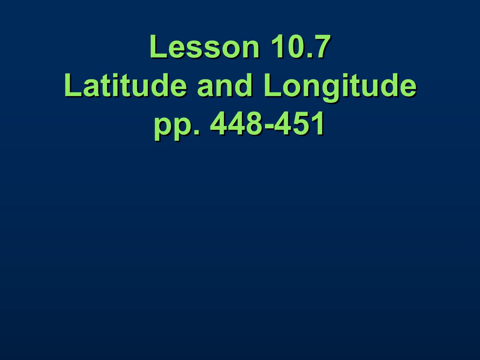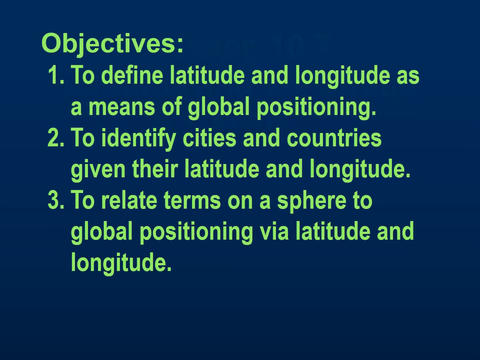We're covering one of my favorite parts of this chapter. We're going to look at latitude and longitude. So we get to look at global positioning. We'll be looking at globes and atlases, and we get to identify cities and countries, giving their latitude and longitude. And then we're going to take that information and relate terms on a sphere, since we studied spheres in the previous lesson, and we relate them to global positioning, looking at latitude and longitude.